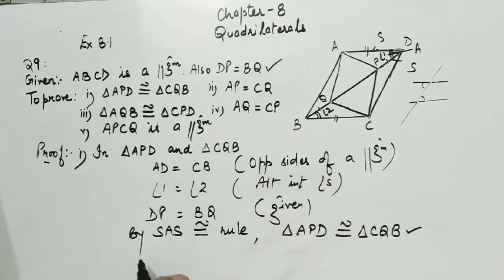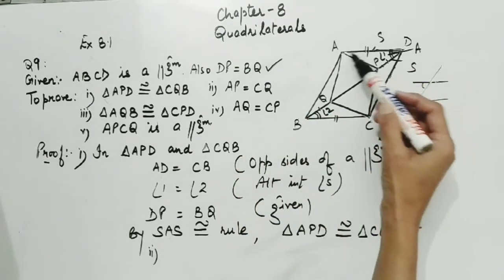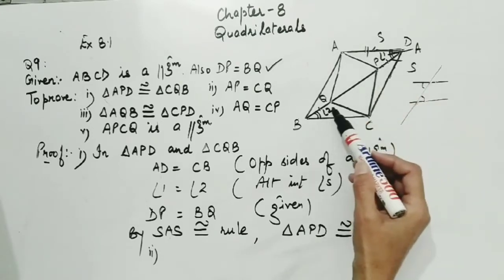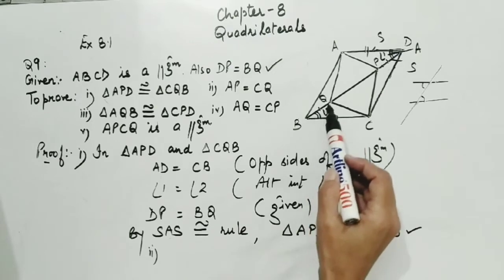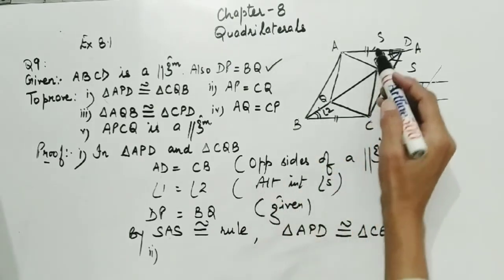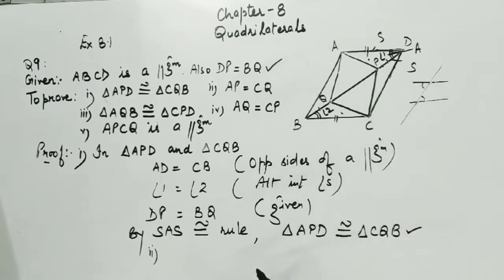For the second part, it is straightforward, because we know AP is a side of triangle APD and CQ is a side of triangle CQB. So if these two triangles are congruent, the remaining corresponding parts must be equal. So AP is equal to CQ. This is by CPCT.